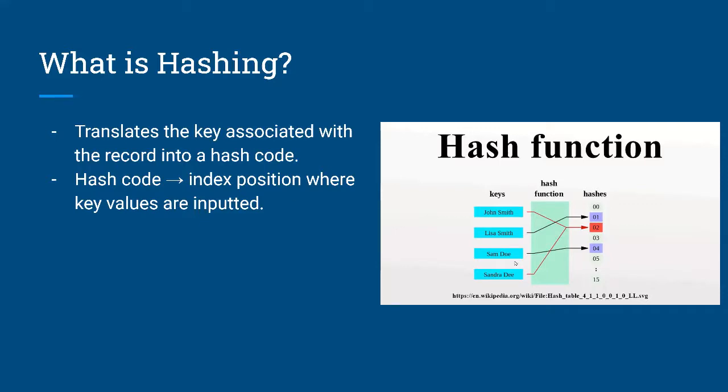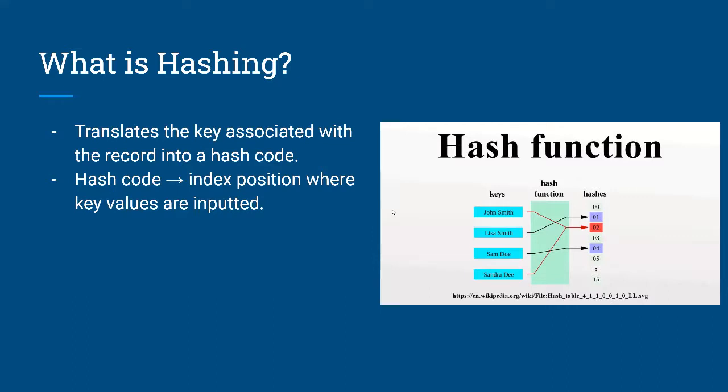So for the image on the right, let's say that we are trying to add Lisa Smith into the hash table, and Lisa Smith will go through the hash function. In this case, it'll return the integer value of 1. So Lisa will be placed in index 1 in the table, and this process gets continued for the other keys as well. So Sam Doe, the third key, is being placed in 4 because once it went to the hash function, it returned the integer of 4.